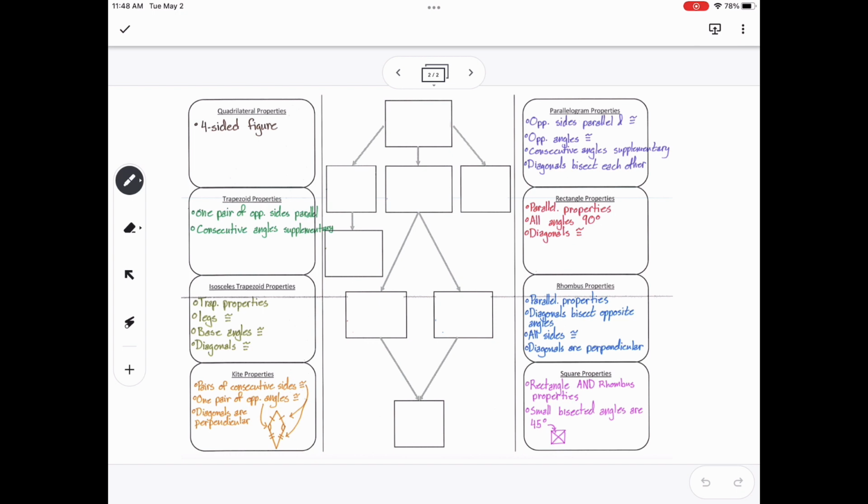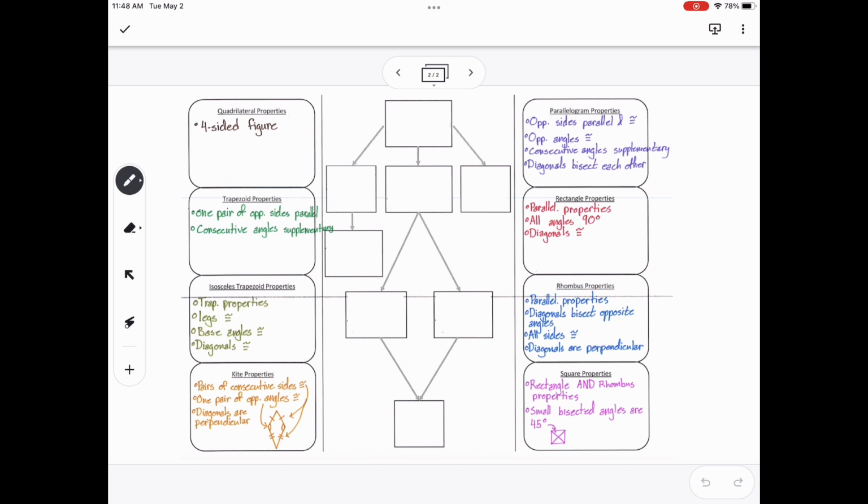Trapezoid: one pair of opposite sides that are parallel, consecutive angles that are supplementary. There are some different types of trapezoids, like an isosceles trapezoid. So it has the same as a non-isosceles, but then the legs are congruent, the base angles are congruent, and the diagonals are congruent.